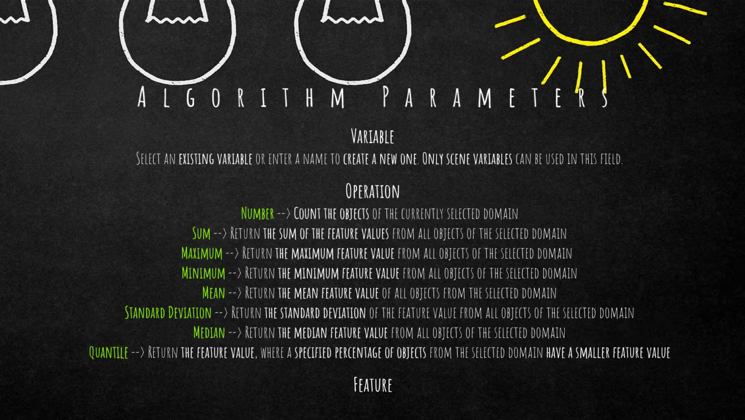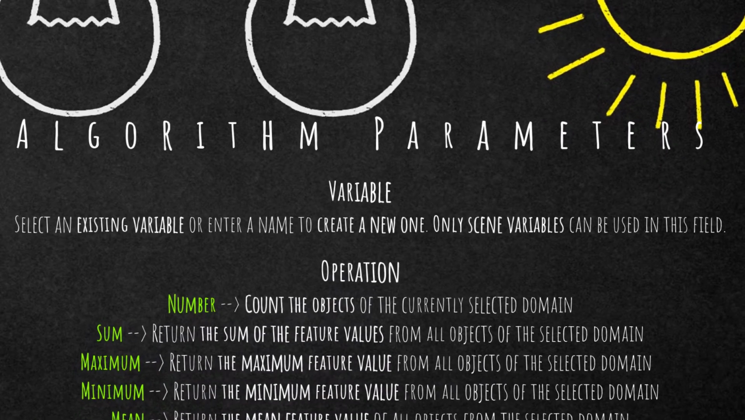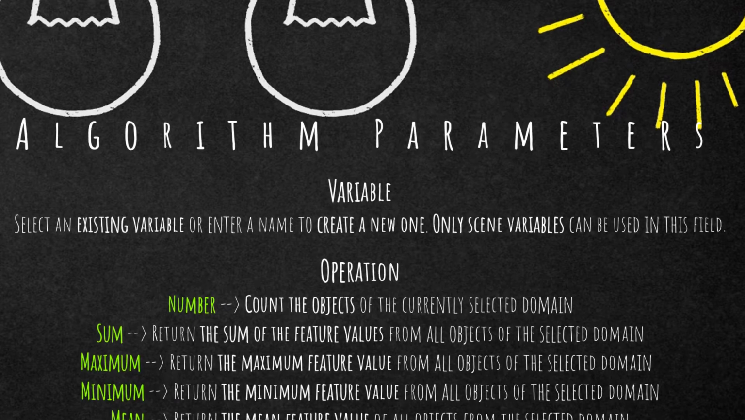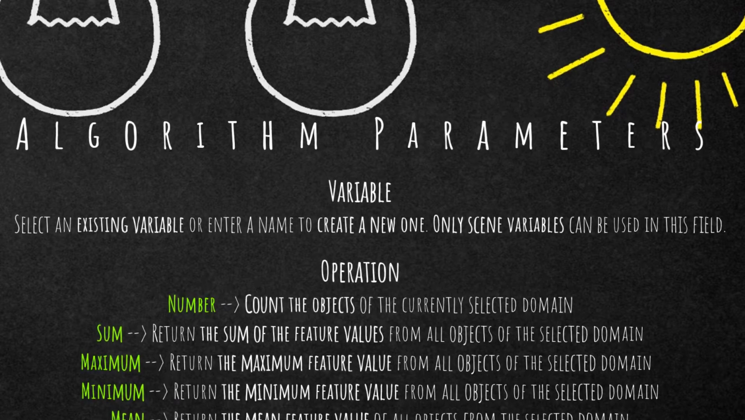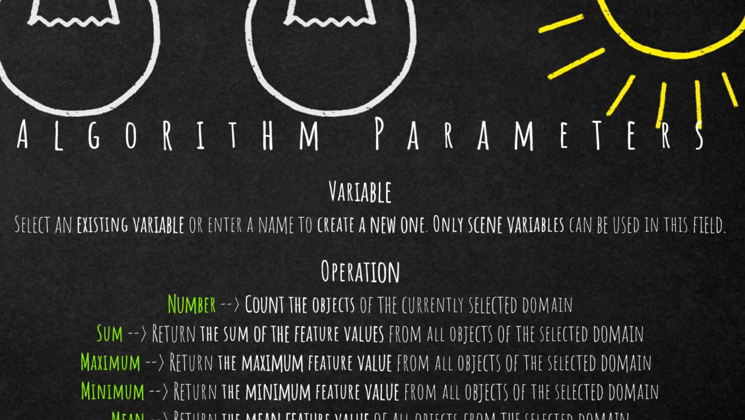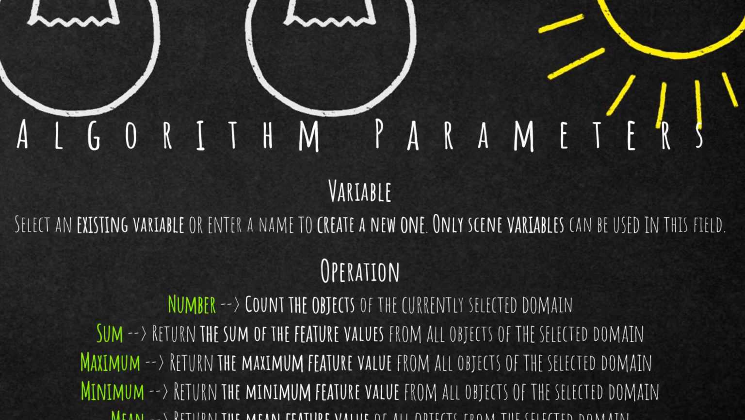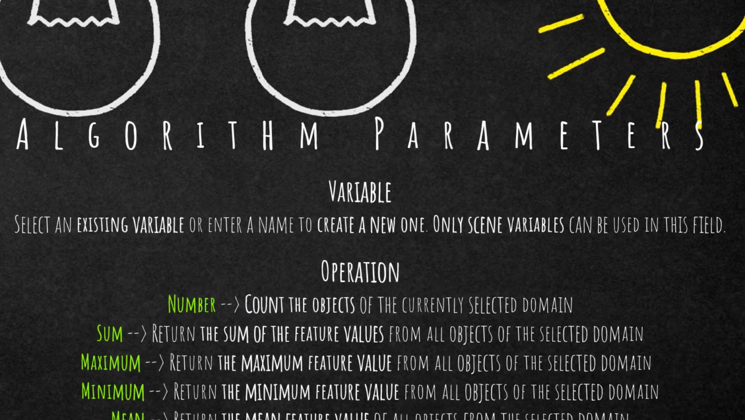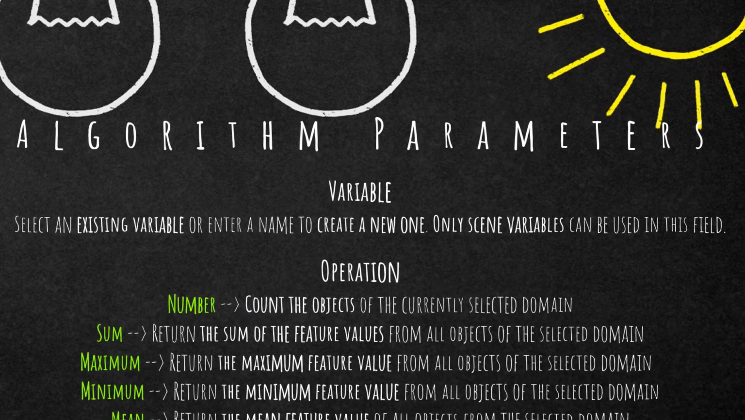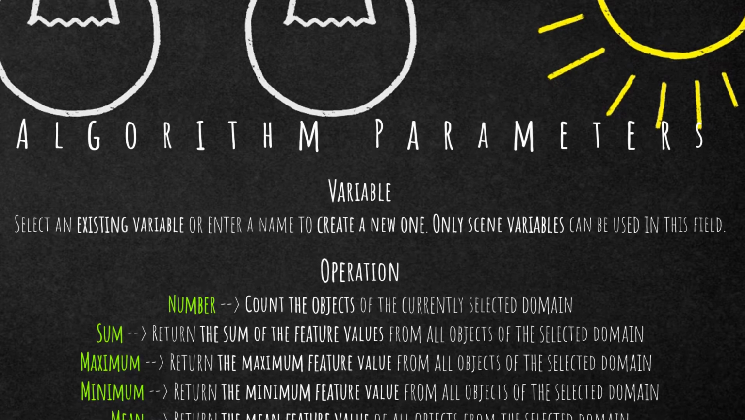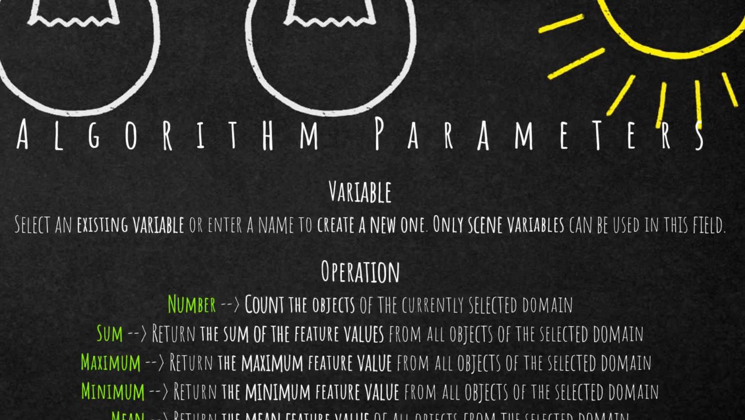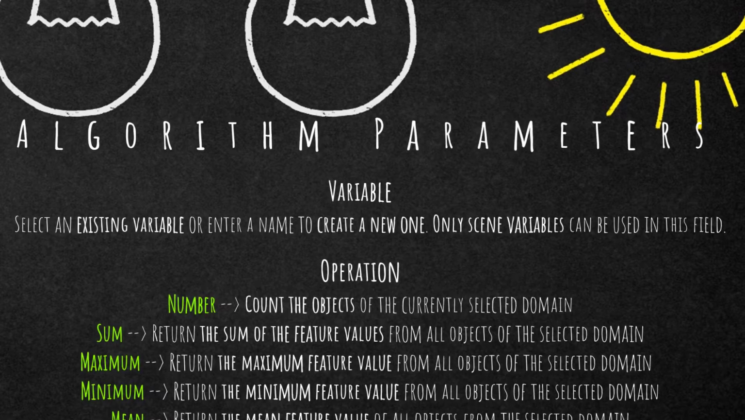So what are the important parameters of this algorithm? First of all, the variable, right? Where you actually can select an existing variable, or you simply can create a new variable. And in this case, only scene variables can be used, so no object variables, for example. It's going to store the resulting value in this variable that you then can display, for example, in the image object information window, or that you can use as a threshold in your classification in a loop or whatever.